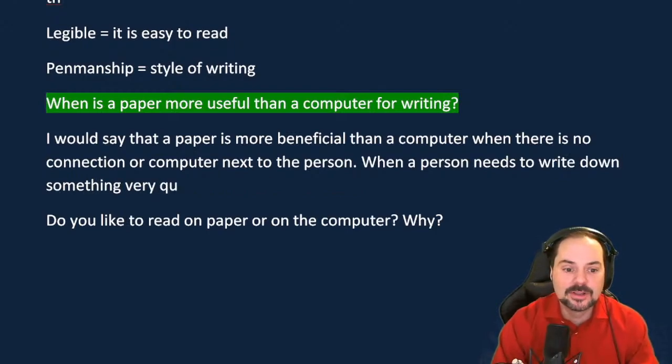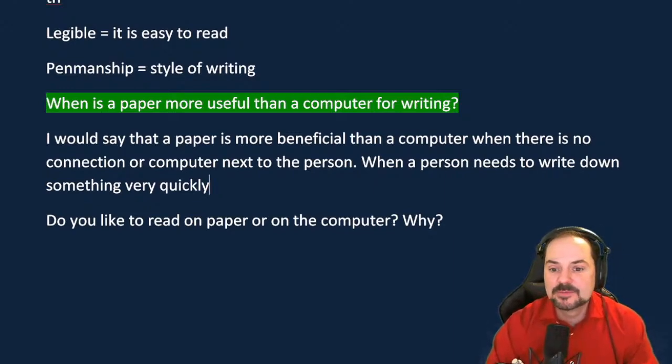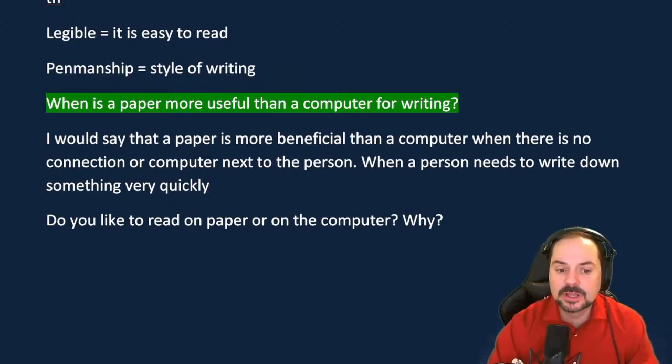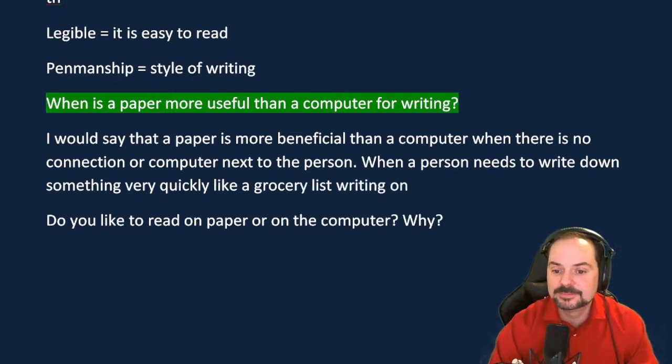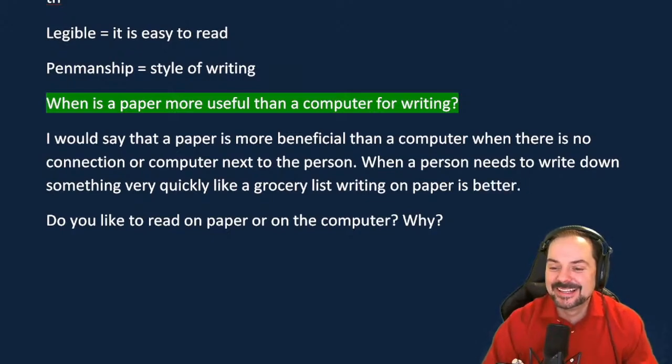Okay, thank you, Carolina. So I've gotten most of it down. So you said, I would say that a paper is more beneficial than a computer when there's no connection, or a computer next to the person, when a person needs to write down something very quickly, like a grocery list. Writing on paper is better. Yes. Okay. I forgot the example.